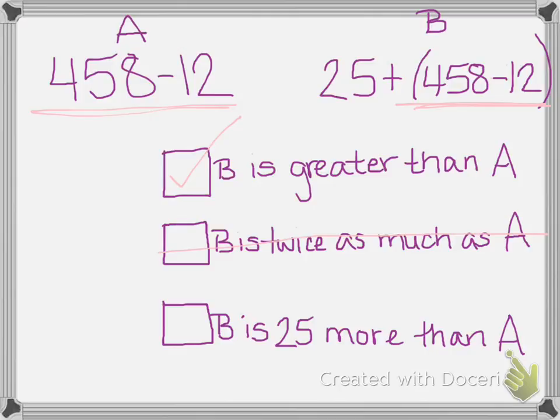And the last one is B is 25 more than A. Since 458 minus 12 and 458 minus 12 are the same, we add 25 more. The last one is also correct.